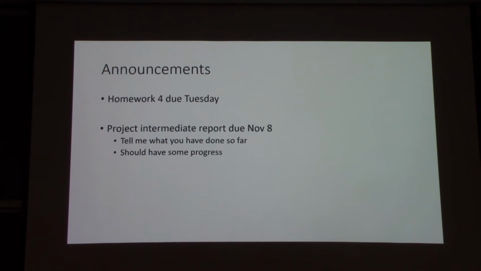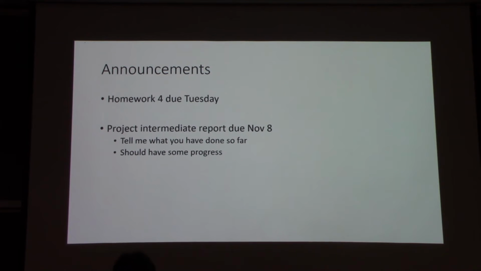The other announcement is about projects. There's an intermediate report that's due. I pushed back the date to November 8th. That will put it right in between when the project proposal was made and when the project final thing is due. So the intermediate report is literally in the middle. What I want to see in the intermediate report is any progress that you've made, and there are unacceptable answers there, which is, I have done nothing for the project.